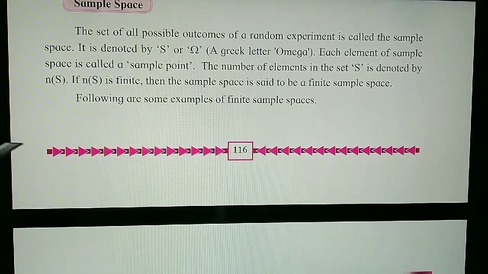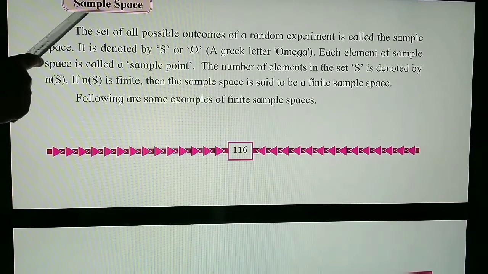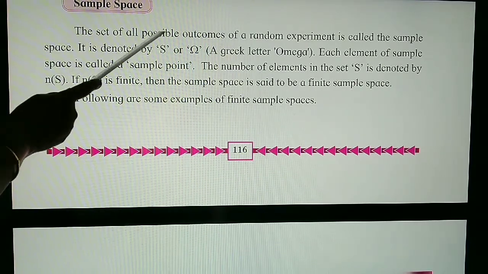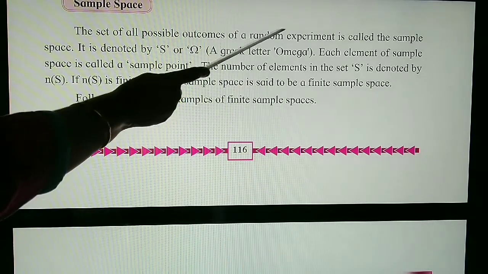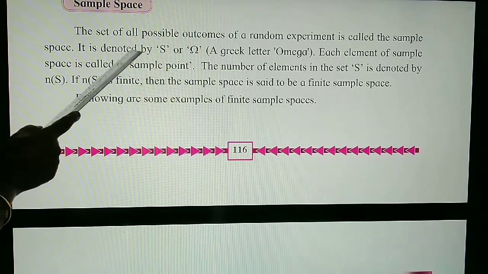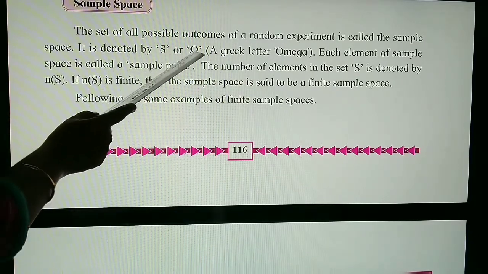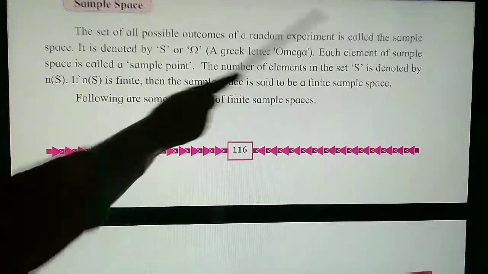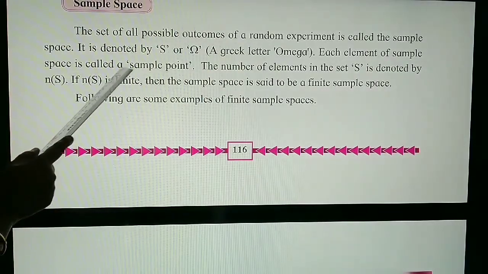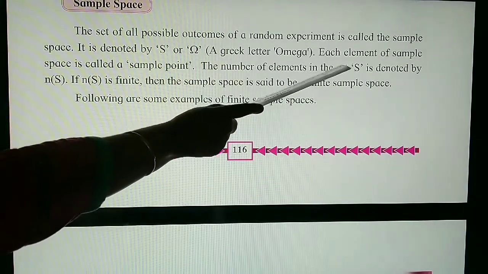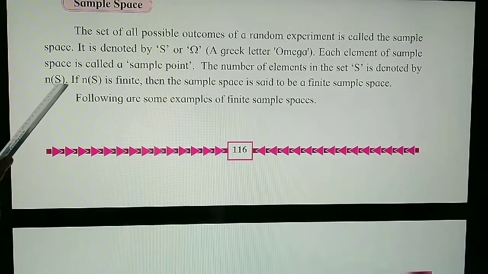Let's start the next point, that is the sample space. The set of all possible outcomes of a random experiment is called the sample space. It is denoted by S or omega. This sign we call omega. Each element of a sample space is called a sample point. The number of elements in the set S is denoted by n(S).